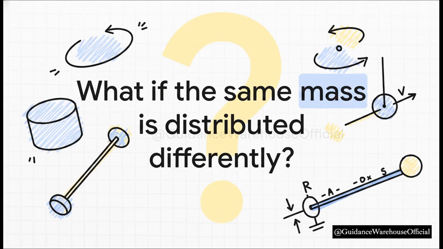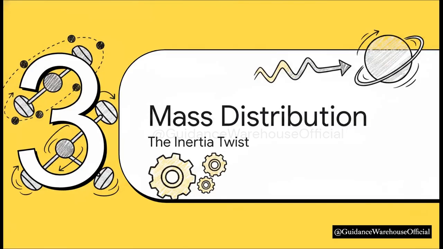Now hold on a second. Does a 10-pound object always have the exact same rotational inertia? If mass is just mass, shouldn't it always be equally hard to spin? Think about that.